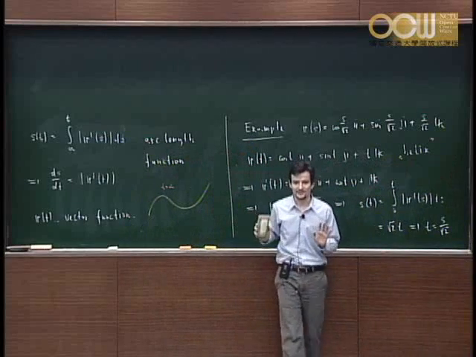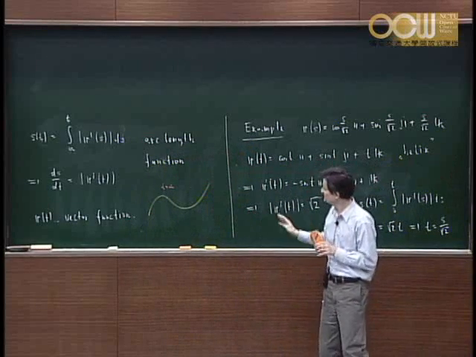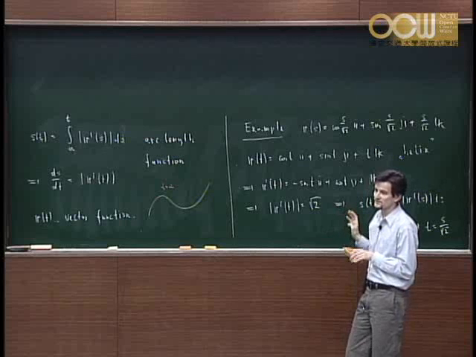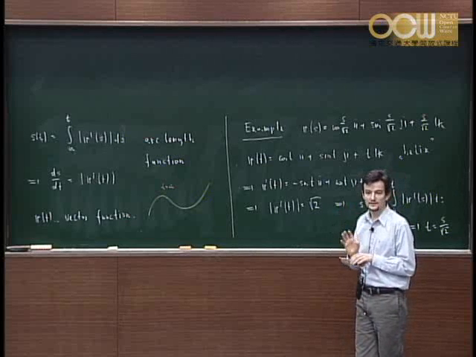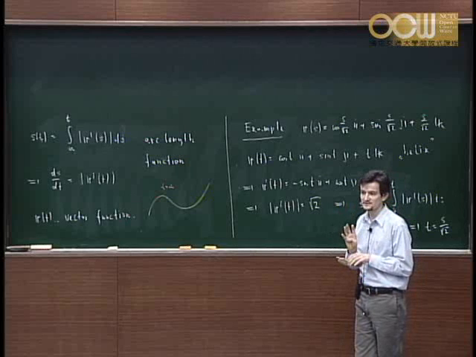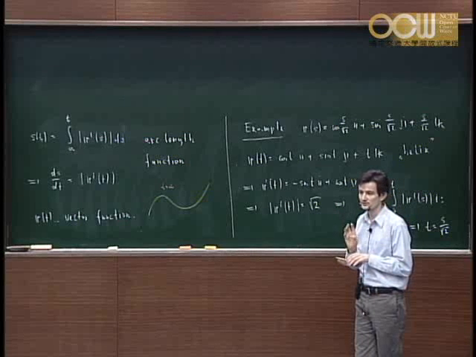Any questions so far? The main thing you should understand here is that introducing the arc length as a parameter is a very good thing to do. This parameterization is very special and it is very good because it is independent of the coordinate system.